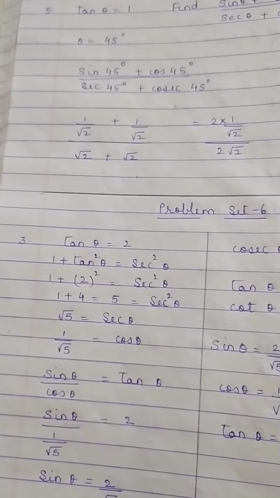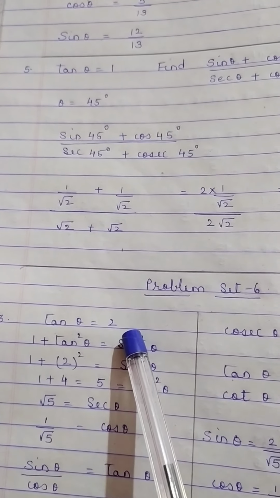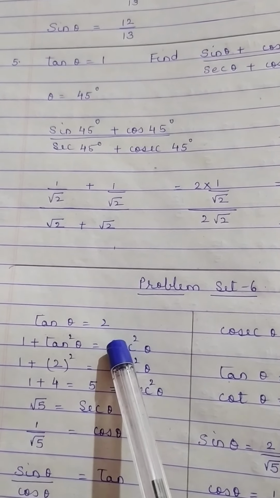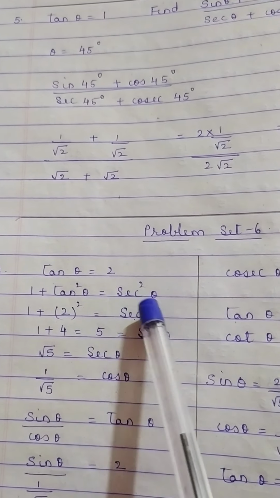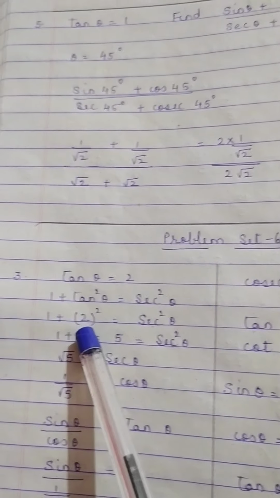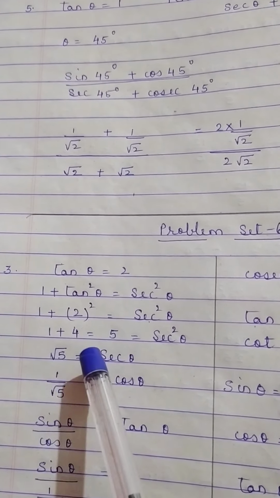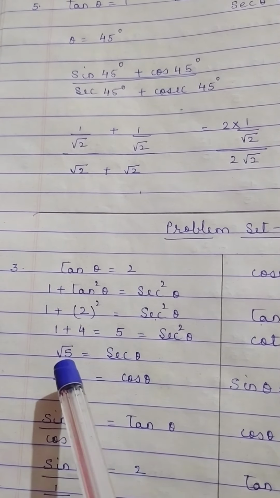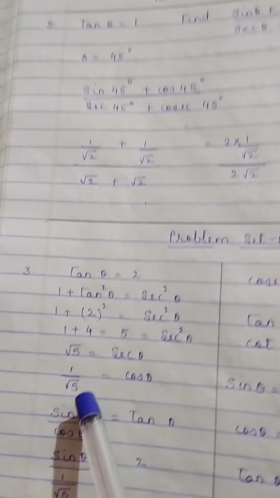Problem set 6, question number 3. Tan theta is equal to 2. Okay, you have to find out all the other trigonometric ratios. Use this identity, 1 plus tan square theta is secant square theta. Substitute tan theta, that is 2, square it. 1 plus 4 equal to 5. So 5 equal to secant square theta means root 5 is secant theta. Cos theta is a reciprocal of this, so 1 by root 5.